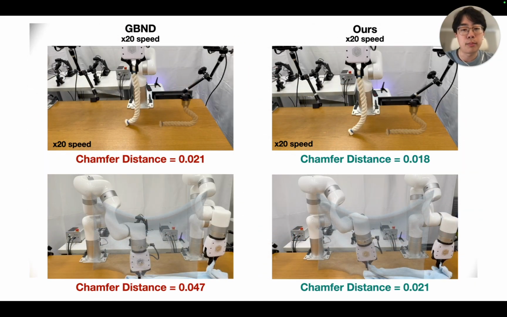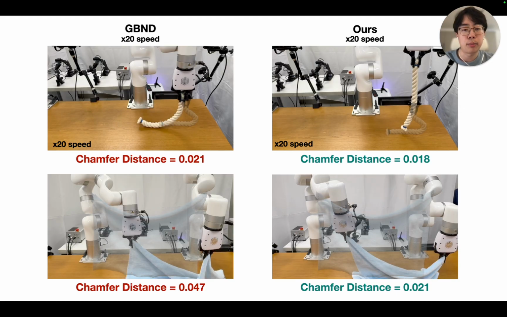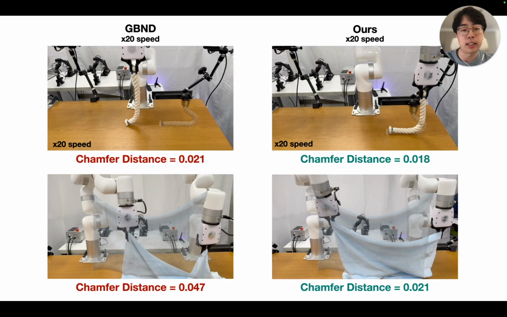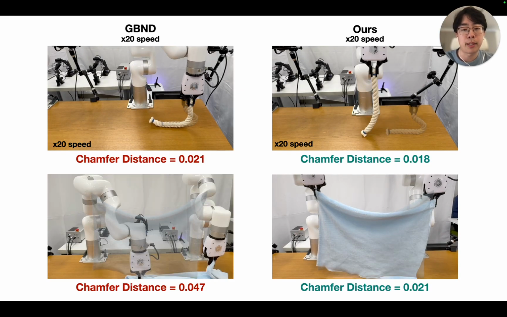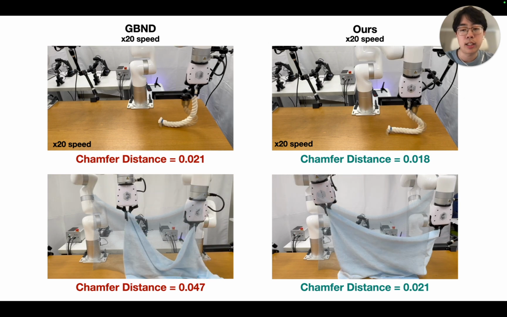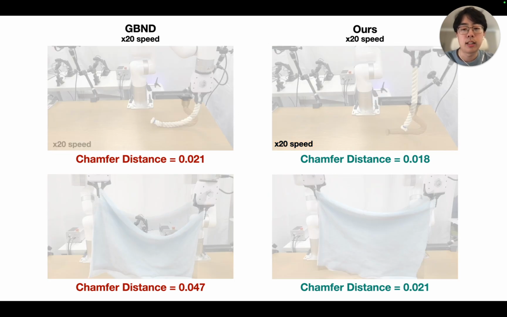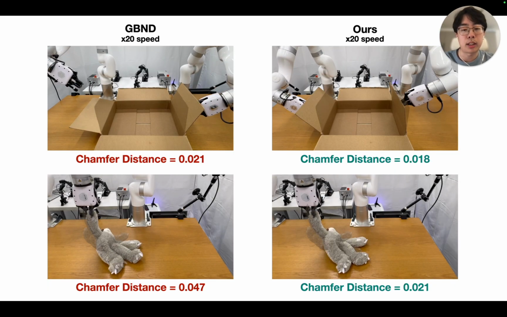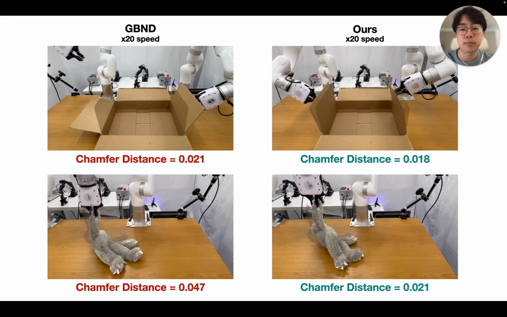Our particle grid model can also integrate with model predictive control for planning. Here, we show that our method achieves lower final error compared to the baseline in rope manipulation and cloth lifting. Also in box closing and plush toy relocating.